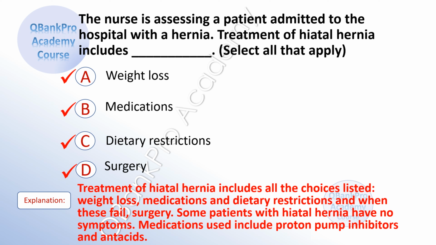The correct answer is A. Weight loss. B. Medications. C. Dietary restrictions. And D. Surgery. Explanation. Treatment of hiatal hernia includes all the choices listed: weight loss, medications, dietary restrictions, and when these fail, surgery. Some patients with hiatal hernia have no symptoms. Medications used include proton pump inhibitors and antacids.